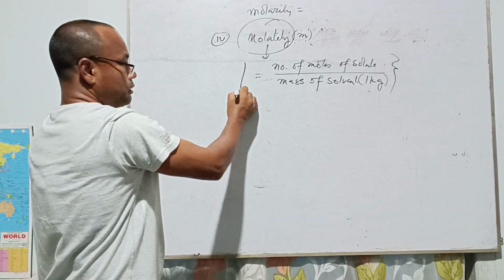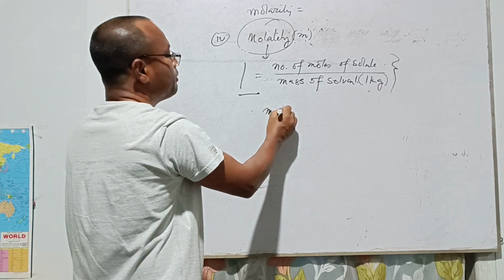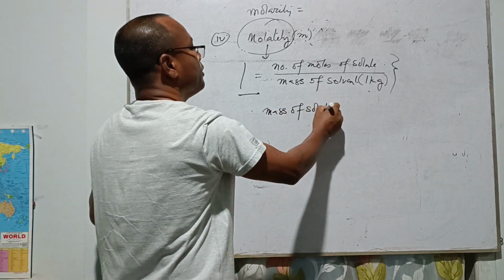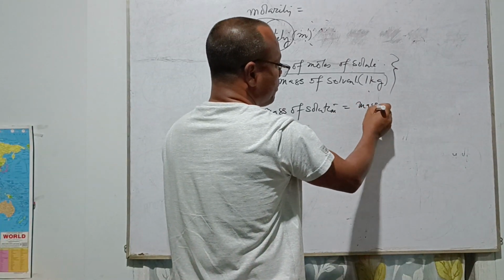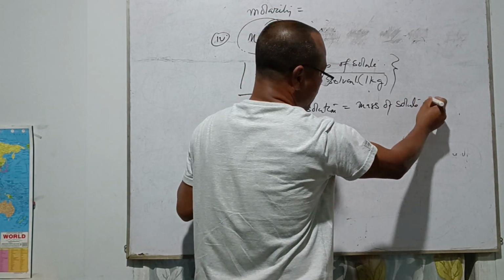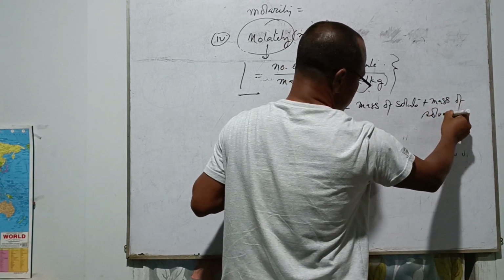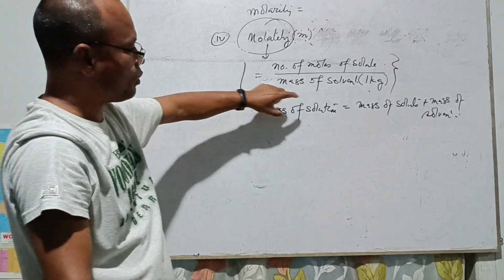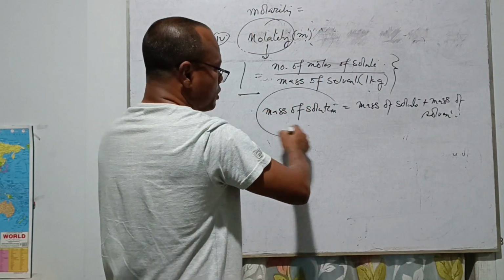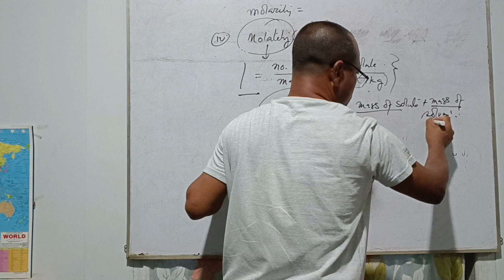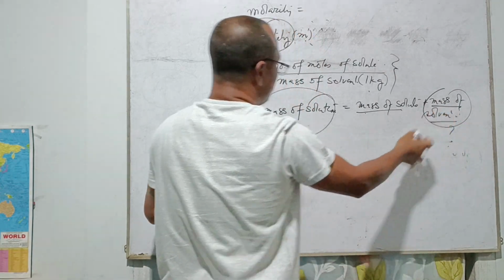Now here, this mass of the solvent: if you know the mass of the solution and the mass of the solute, can we calculate the mass of the solvent? That's the relation I gave here. See, mass of the solution is given, mass of the solute is given. So how do we calculate the mass of the solvent? The mass of the solution is the sum of the mass of the solute plus the mass of the solvent. So if you know this, we can calculate the mass of the solvent.